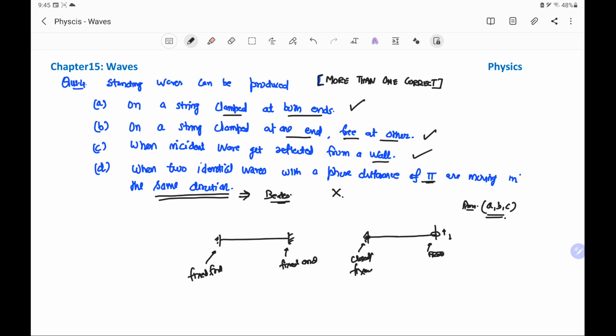Next, we will discuss the formation of a standing wave on a stretched string.